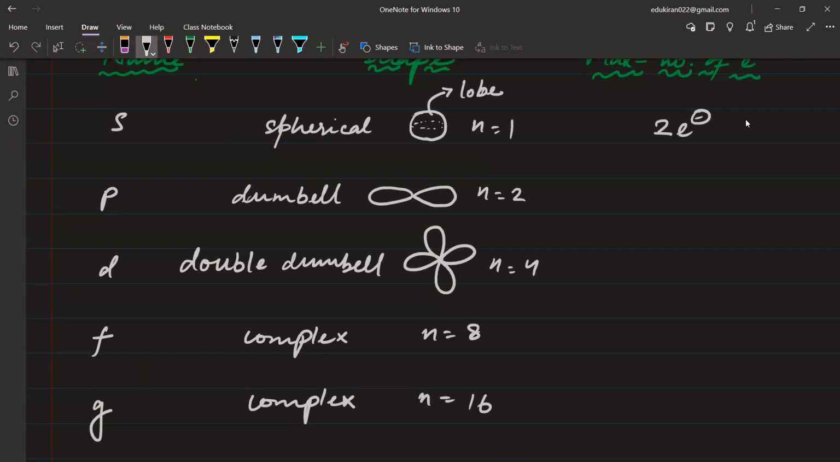The P subshell can maximum hold 6 electrons. Okay. Now, the D subshell can hold 10 electrons. Tell me how many electrons can the F subshell hold? Can you tell me in the chat, please? Don't turn your mic on. Tell me in the chat how many electrons can the F subshell hold?